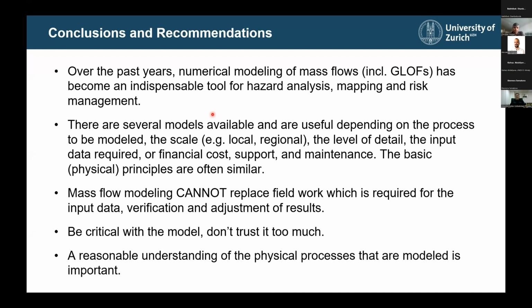And finally, I also mentioned this, using the models, it is very important that you have a reasonable understanding of the physical processes. You can, of course, run the model without much understanding of the physical processes, but the model result will be much better if you have a reasonable understanding. And this, of course, very much from all your big experiences in these mud flow and GLOF processes.